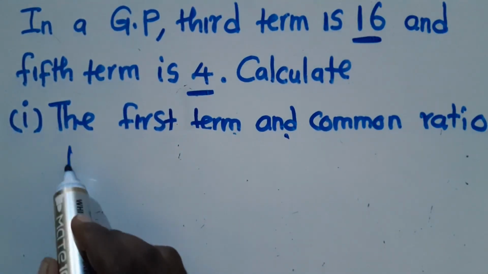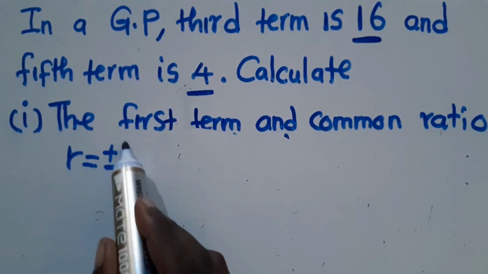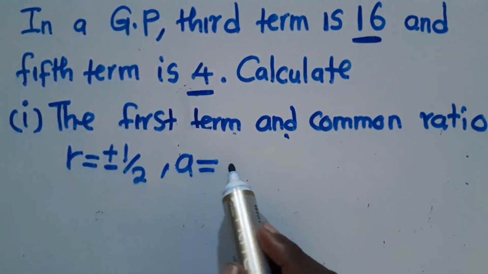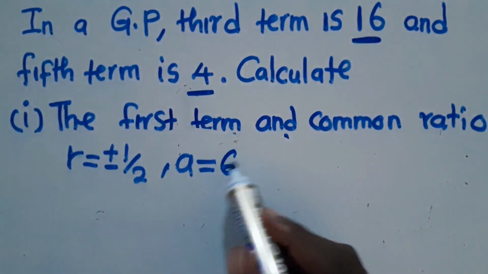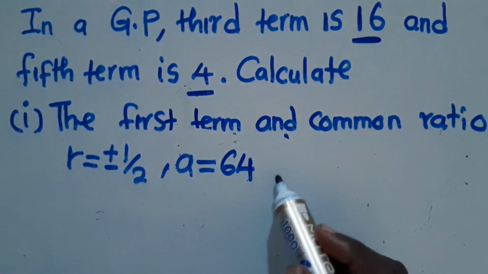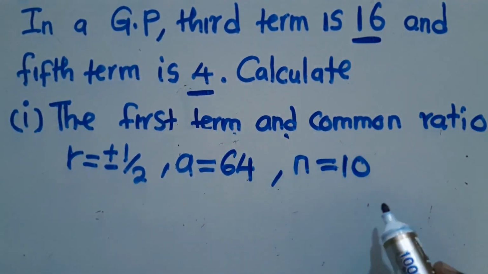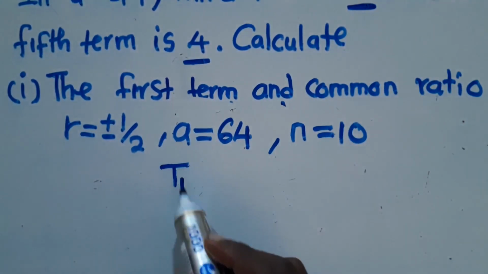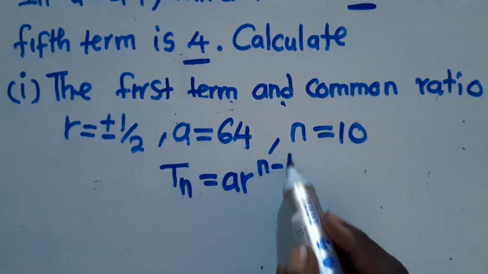So we've established an understanding. Common ratio is equal to plus or minus 1/2. Our first term is equal to 64. You want to find the 10th term. So n is equal to 10, like this. So now what we are going to do is you get this number like this is equal to ar^(n-1).